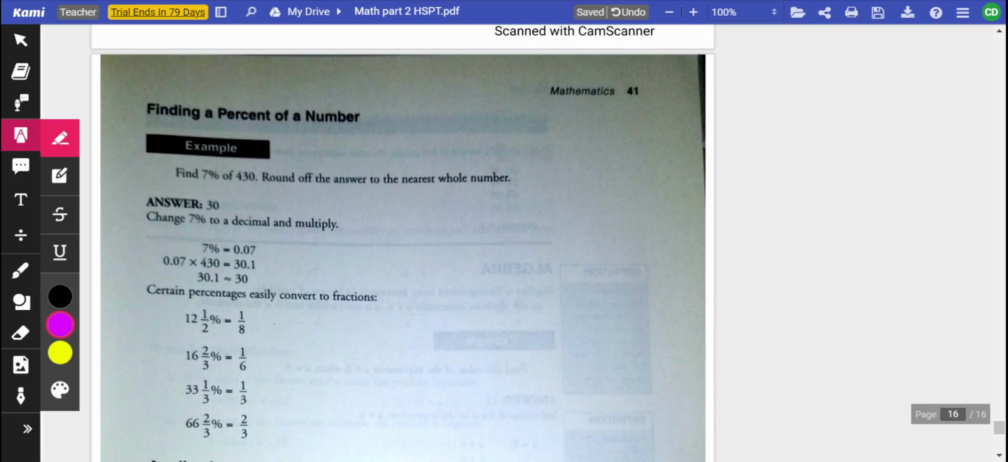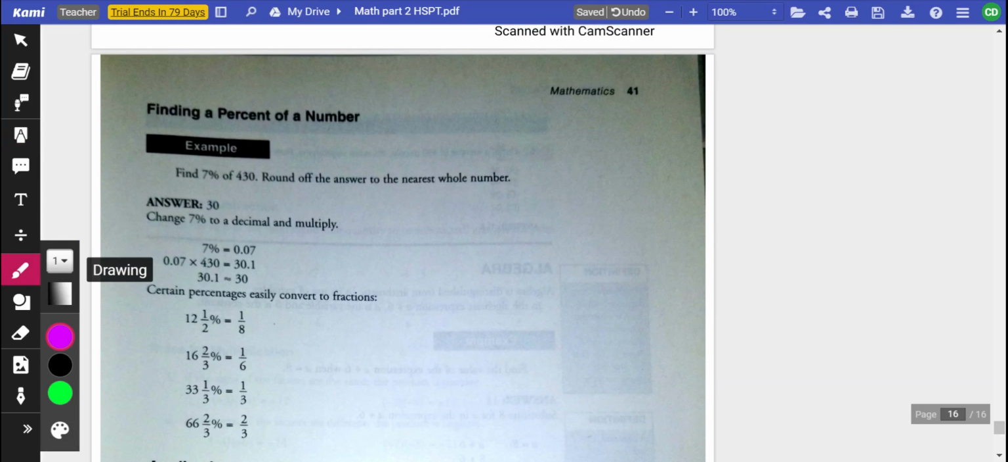It's finding the percent of a number. Again, don't let this worry you or freak you out. This is pretty straightforward and pretty easy. So if you're going to do this, they ask you to find 7% of 430. You always want to change your percent into a decimal, and then of always means multiply. So that keyword's always there.